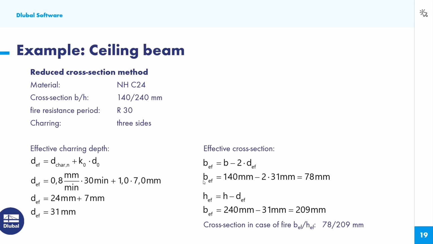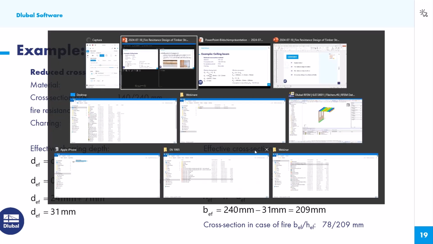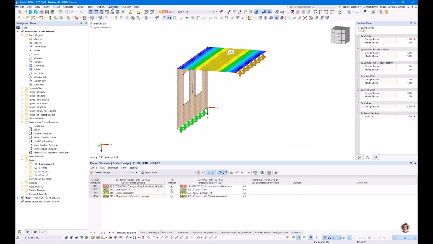Okay, now we take the 31 millimeters 2 times and reduce the width, and we get 78 millimeters for the width. For the height, 240 millimeters minus 1 times 31 millimeters equals 209 millimeters. Actually, it's really simple. Okay, then let's switch over to RFEM.